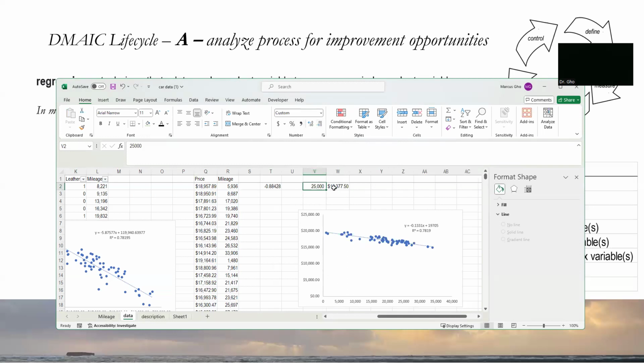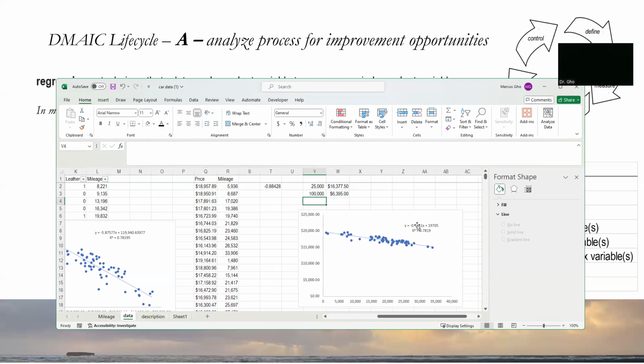miles on your Chevy Malibu, you can anticipate that, holding all else constant, ceteris paribus, you could sell it for $16,377.50. If you increase the mileage, if you have a 100,000 mileage car, you're looking at just over 6,000. That's the power of doing a regression: it allows you to do some forecasting.